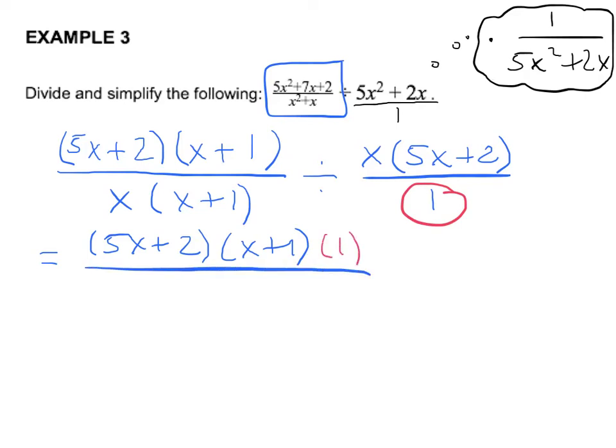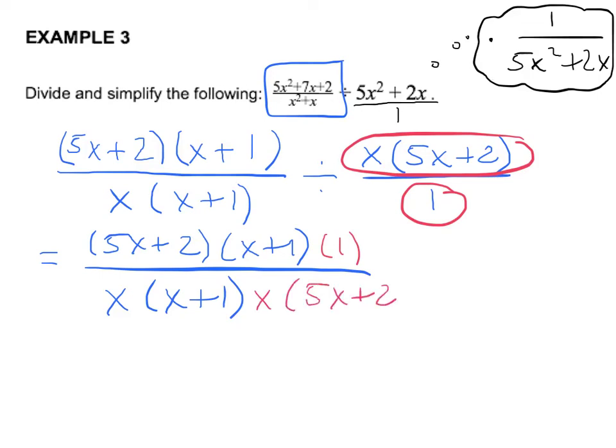And then we're going to divide by x times x plus 1 from our original denominator, and now we're going to multiply that by what used to be our numerator since it gets flipped. So it's going to be times another x and then a 5x plus 2. So now we have everything in one rational expression, and we can go ahead and cancel the like terms.